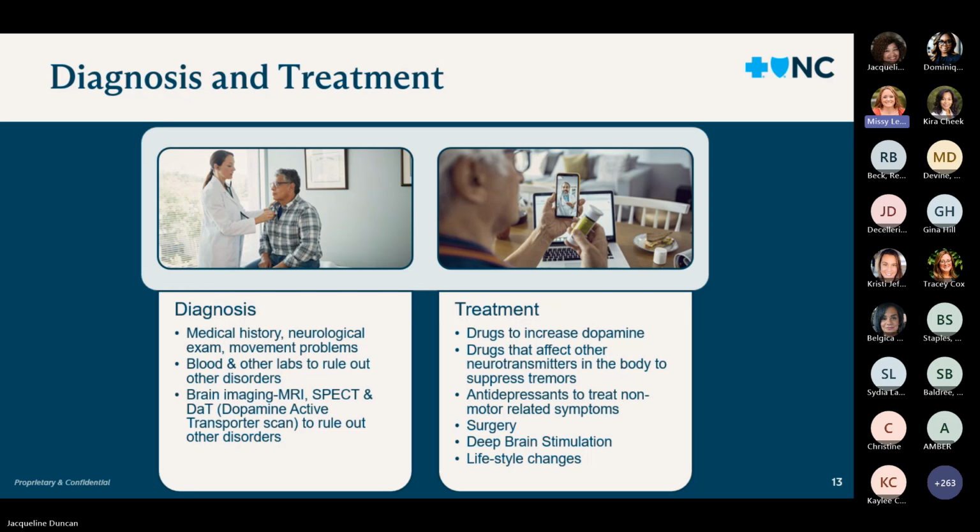Lifestyle changes can also be beneficial, including having a healthy diet and physical activity, which both promote overall well being just as they would for anyone. And lastly, different varieties of therapy, including physical, speech, and occupational therapies.